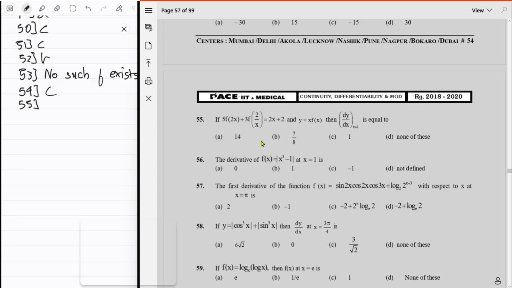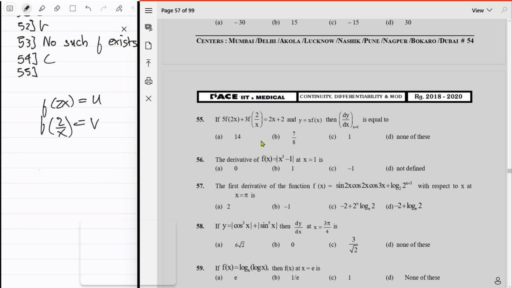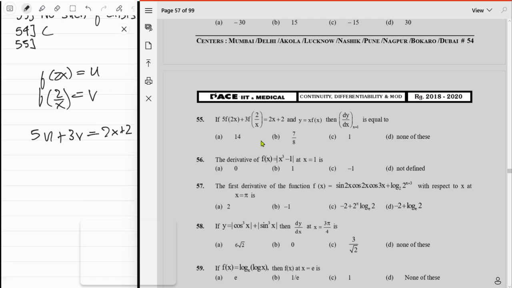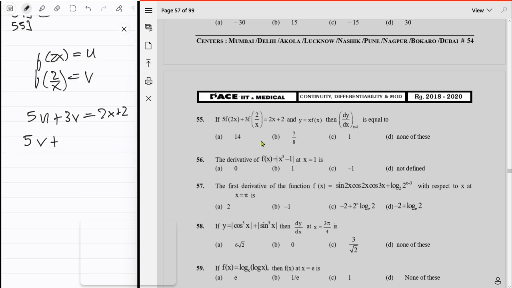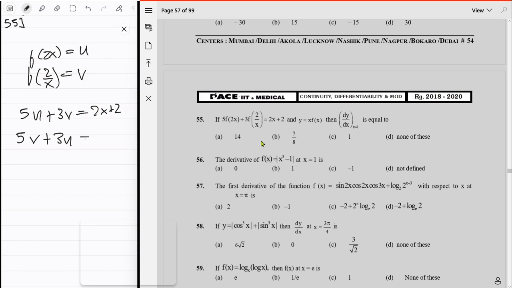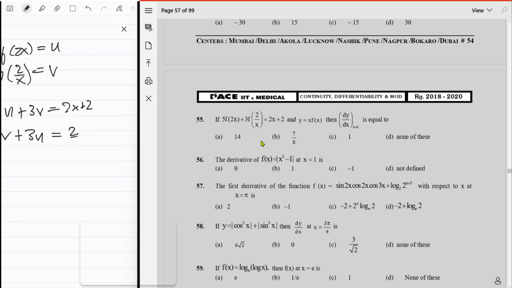So this works for all real values of x, I think. So instead of x, you can also put 1 upon x. Just say that f of 2x is equal to u and f of 2 upon x is equal to v. Then what you currently have is 5u plus 3v is equal to 2x plus 2. But when you put 1 upon x instead of x, what you will get is 5v plus 3u is equal to 2 upon x plus 2.